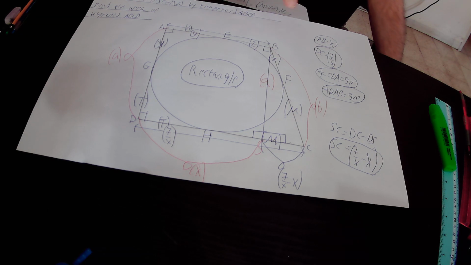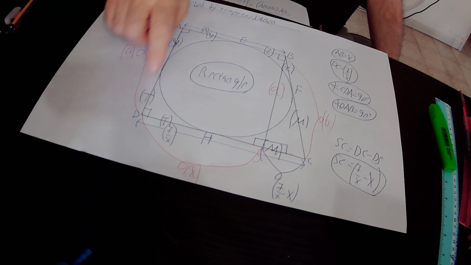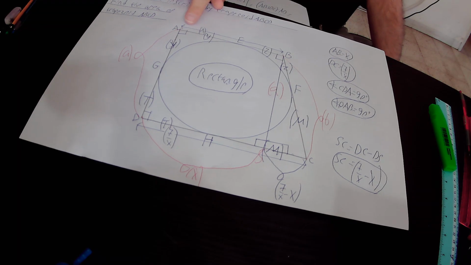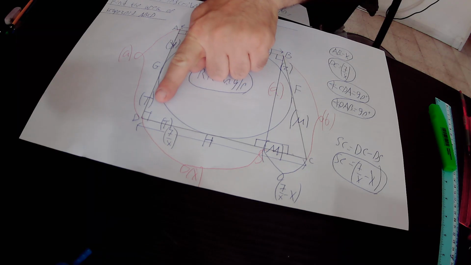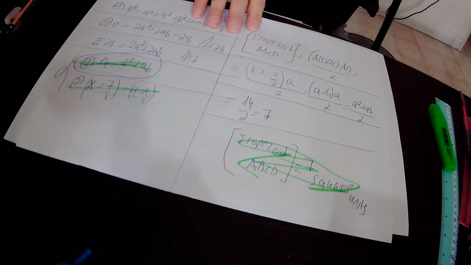The height must create 90 degrees with the two bases. And AD creates 90 degrees with the base AB. This angle equals 90 degrees. And it also creates 90 degrees with the base DC. This angle also equals 90 degrees. Therefore, the height is AD. So the area of trapezoid ABCD equals the sum of the two bases, that is AB plus DC, times the height, that is AD, over 2.